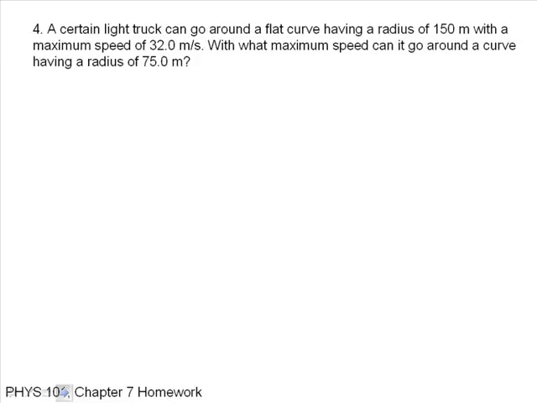A certain light truck can go around a flat curve having a radius of 150 meters with a maximum speed of 32 meters per second. What maximum speed can it go around with a curve having a radius of 75 meters? So our curve is getting a smaller radius, so it's going to have to go slower because it's a sharper curve. This is a picture of what we have here.